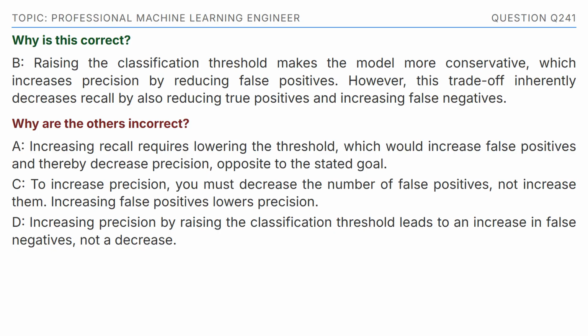Why are the others incorrect? A. Increasing recall requires lowering the threshold, which would increase false positives and thereby decrease precision, opposite to the stated goal. C. To increase precision, you must decrease the number of false positives, not increase them. Increasing false positives lowers precision. D. Increasing precision by raising the classification threshold leads to an increase in false negatives, not a decrease.